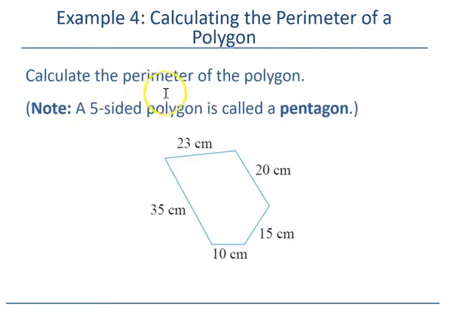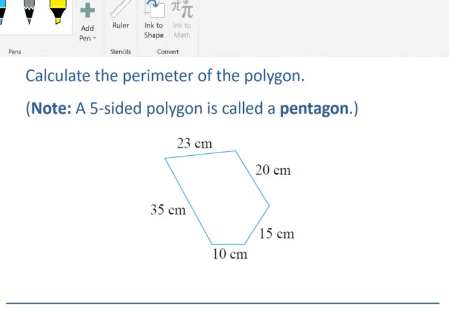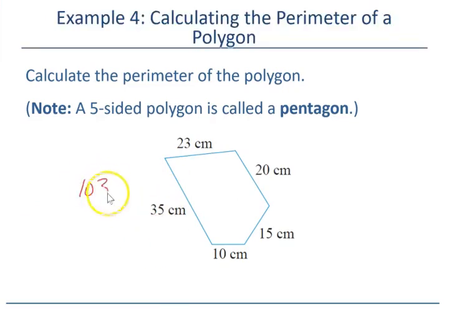Okay, calculate the perimeter of the polygon. Note, a 5-sided polygon is called a pentagon, almost like the building we have in Washington. So once again, let me grab a pen. Okay, we're going to add all these up, but these I'm just going to add up in my calculator. There's no fancy formula for this one, so I'm going to do 23 plus 20 plus 15 plus 10 plus 35, and I end up getting 103 centimeters.